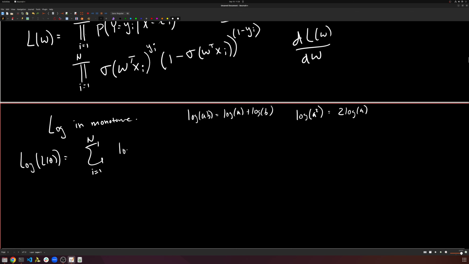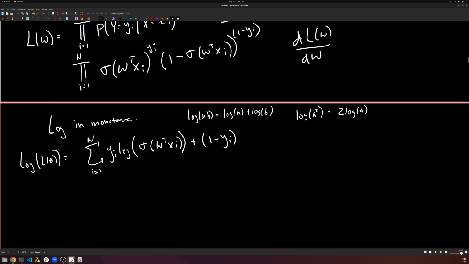So it's log of sigmoid w transpose xi, and this is to the power yi. But like we saw, the exponent can just come out in front. So really, this is just yi log of this plus 1 minus yi times, for the same reason, log of 1 minus sigmoid w transpose xi. Right? So this is my log likelihood function, and this is basically your binary cross entropy.